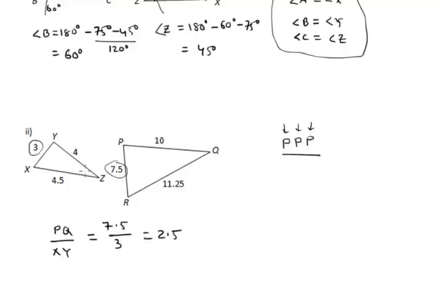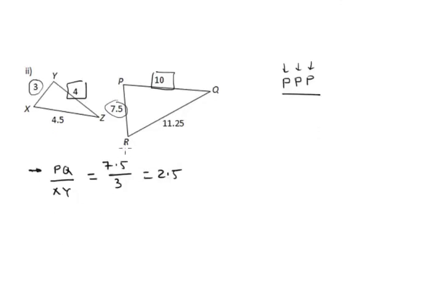Similarly, for the second largest arm, we take this triangle's arm on the top, so we will always keep that. Sorry, this one was PR; the smallest one was PR and XY. So the second largest one is PQ. So PQ divided by YZ, PQ is 10 and YZ is 4. If we divide, we will get 2.5.